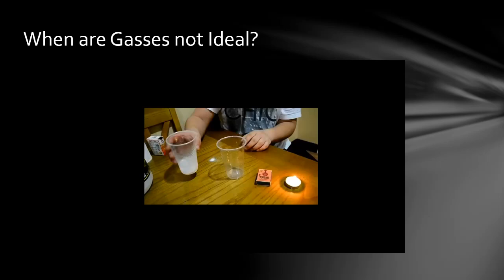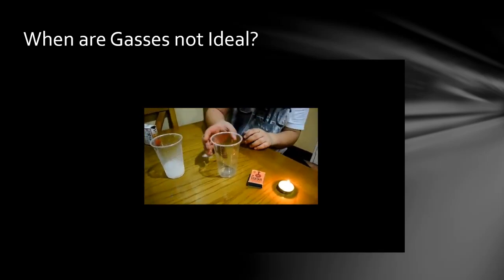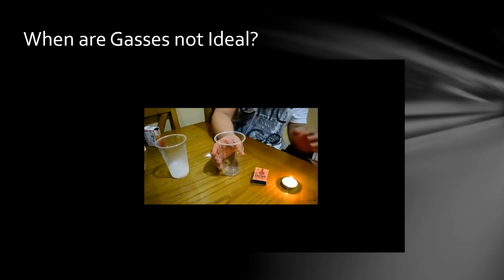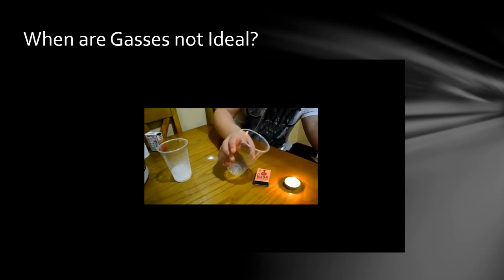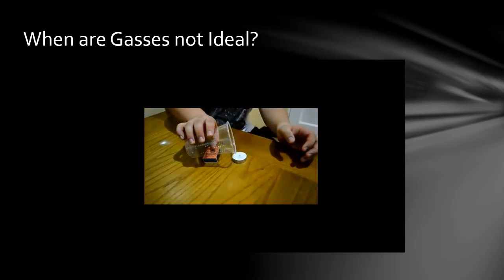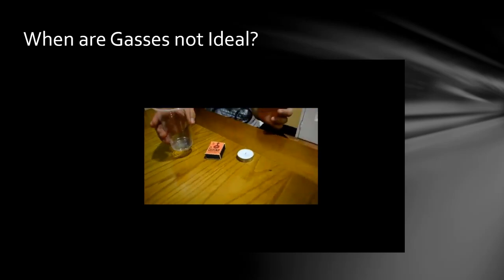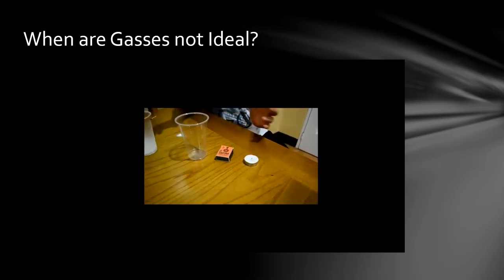When are gases not ideal? In this first video, a gentleman pours carbon dioxide out of a cup onto a lit candle. Because of the pressure of the atmosphere on the gas, it behaves like a liquid, seen by the fact that it can be poured. In an environment that is devoid of air, carbon dioxide acts as an ideal gas.